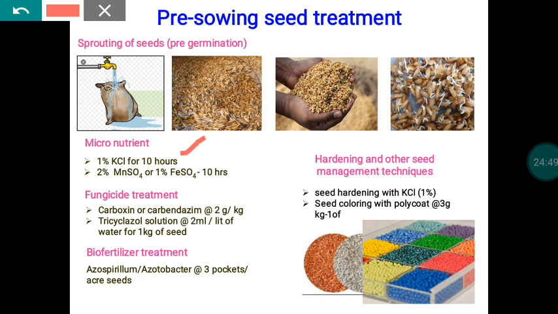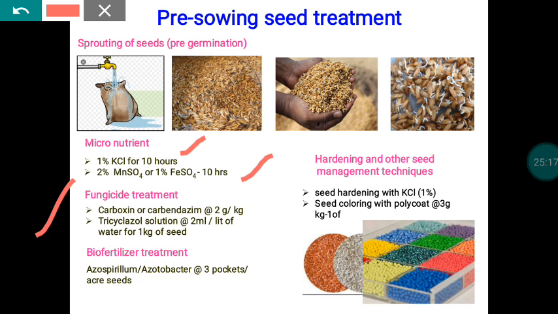Or we can give a 2% monosulfur or 1% parasulfate solution soaking, also for about 10 hours. These get infused and improve the performance of the seeds under field conditions. Apart from nutrient treatments, some protective treatments can also be offered, mainly for protecting your seeds against soil-borne pathogens as well as soil-borne insects.